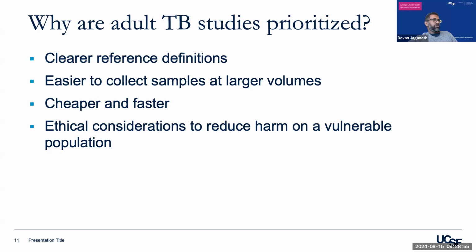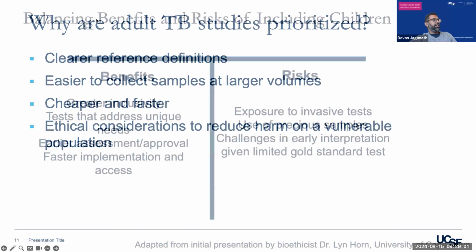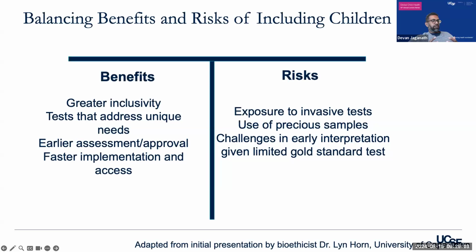And then at the same time, it's important for us to recognize that there are ethical considerations, because we want to reduce the harm on this vulnerable population of children. And so this is fundamentally an ethical balance, right, of the benefits and risks of including children. There are clear benefits: greater inclusivity, that we can address their unique needs, having earlier assessment, approvals, and trying to get it implemented and increase access as quickly as possible.